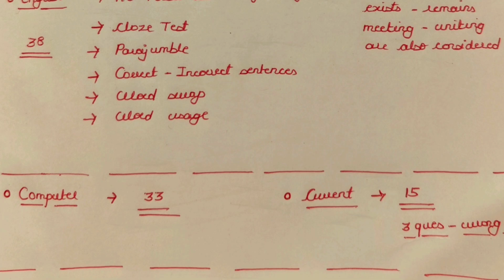In computer, I attempted 33 questions out of 35, and till now I have found 4 or 5 questions wrong, so accuracy is not that good in that also. Then in current affairs, I solved only 15 questions, in which I have checked and 3 questions are wrong. So this was all about current affairs section. So in total I attempted 148 questions of 148 marks, and this was my analysis.